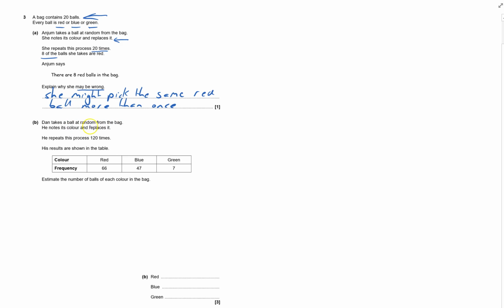And now Dan takes a ball at random from the bag. He notes its colour and replaces it. He does it 120 times. Those are his results. And we know there's still 20 balls in the bag.